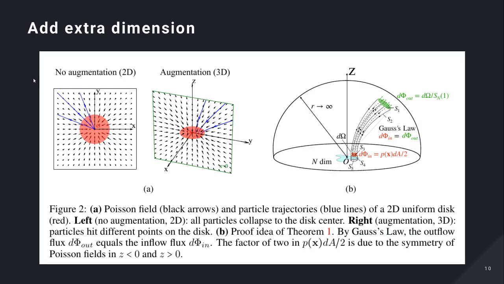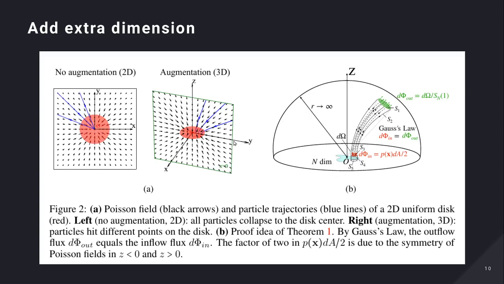So why do we need to add an extra dimension? They give a simple example: let's imagine that our distribution is just on a plane, just this disk, and let's not add any dimension and solve the Poisson field. The problem in this case is that anywhere you might start, you'll always collapse to the center. And so they say this is an example of mode collapse, because what you'd like is to be able to sample from this disk, but you can only sample from the central point.